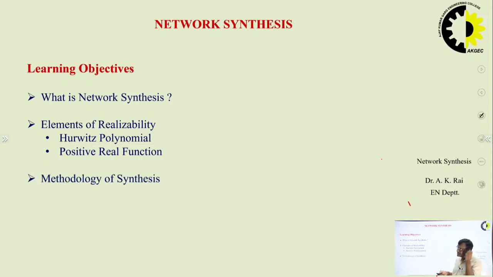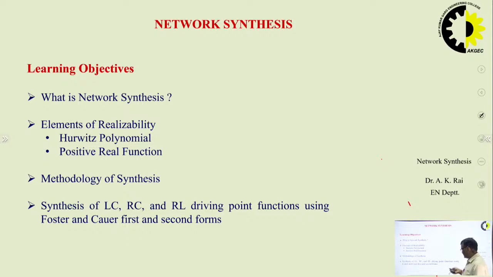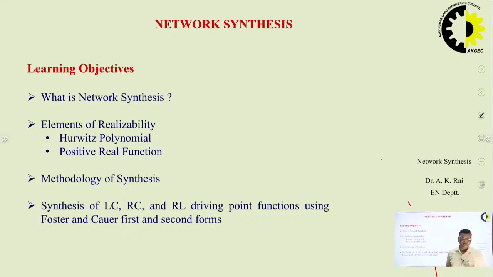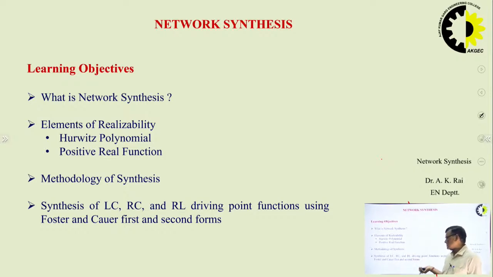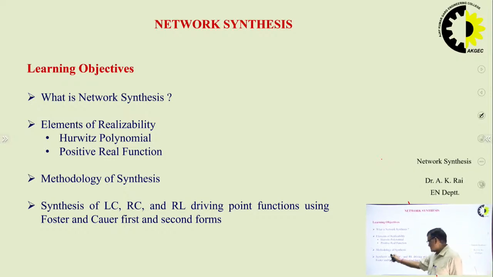Then we also discuss the methodology: how we synthesize a network, and what techniques are used to synthesize a network. That will be discussed in the methodology of network synthesis. And then, in the last, synthesis of LC, RC and RL. Basically this is two-element network synthesis, or you can say a one-port having two elements, either LC, RC or RL, using Foster and Cauer first and second forms. These are special types of network synthesis we will discuss in detail in the last.